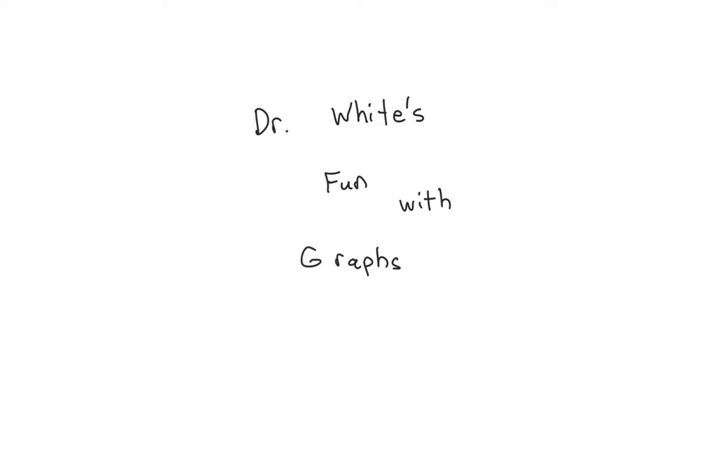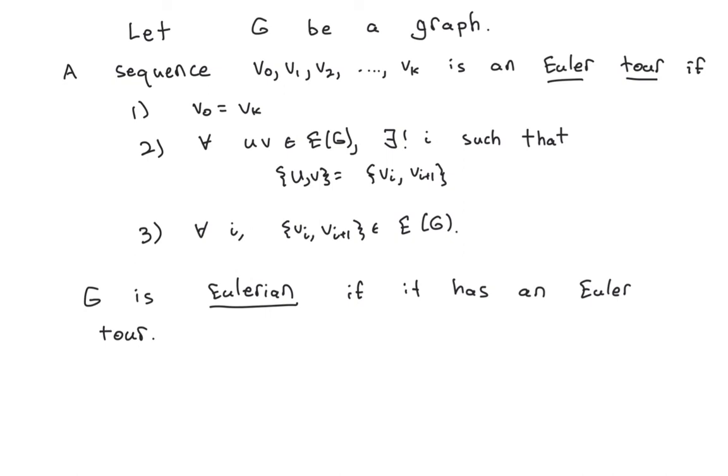In this video, we are going to discuss Euler tours. So let G be a graph. Throughout, we're going to assume actually that it's a connected graph. Then a sequence of vertices, V0 through Vk, is called an Euler tour if it satisfies the following properties.